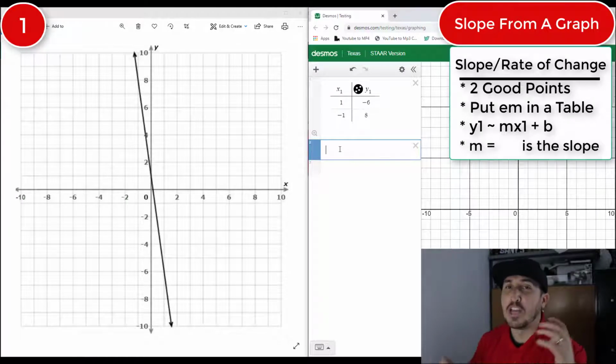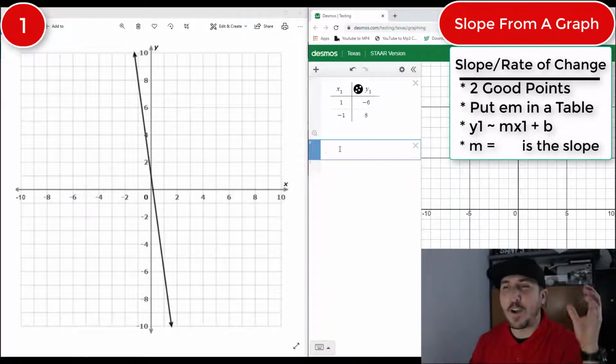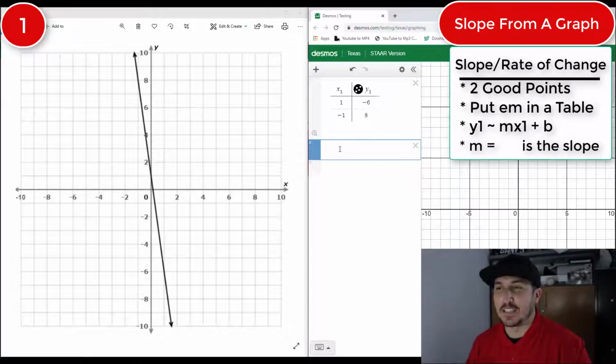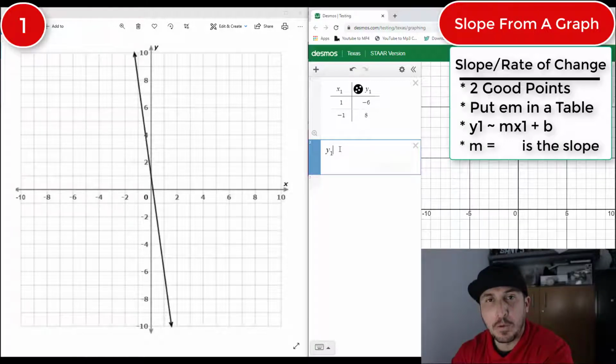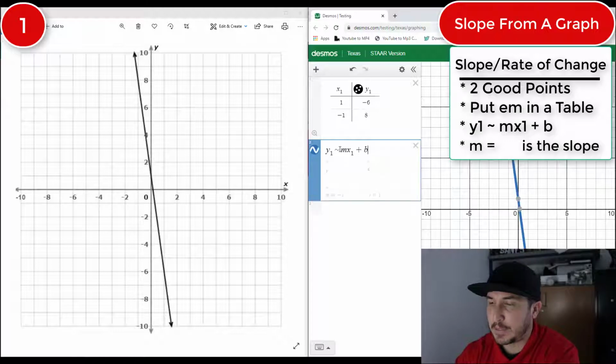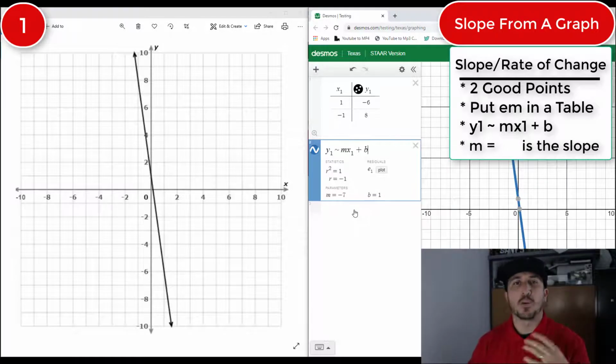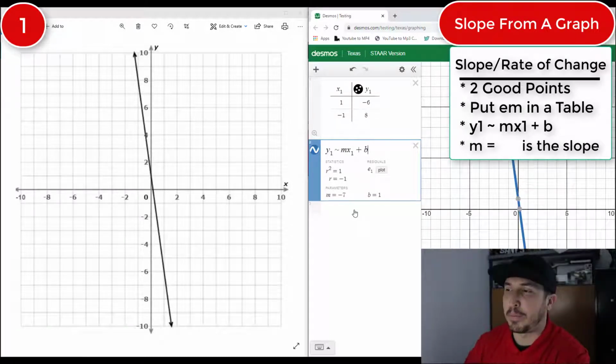Now you have to produce this formula. This won't be anywhere for you. You have to have it in your heart. How do you get it in your heart? By saying it over and over and over again until it just comes out. So the formula you have to memorize is y1 squiggly m x1 plus b. You have to memorize that formula. You have to be able to produce that whenever you're doing this stuff. So y1 squiggly m x1 plus b.